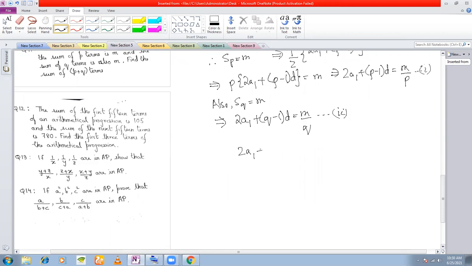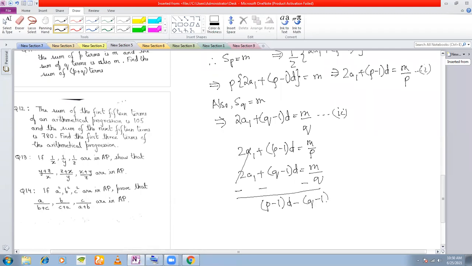So twice a1 plus p minus 1 into d is equal to m by p. And here you have twice a1 plus q minus 1 into d is equal to m by q. Subtract, this cancels. So what do you get here? p minus 1 into d minus q minus 1 into d is equal to, you get m by p minus m by q.